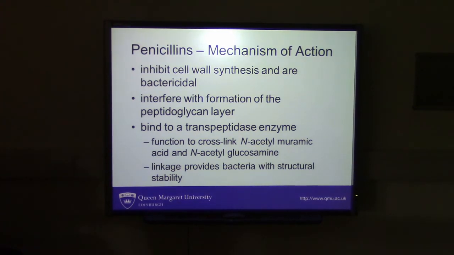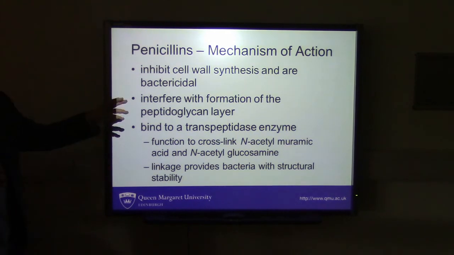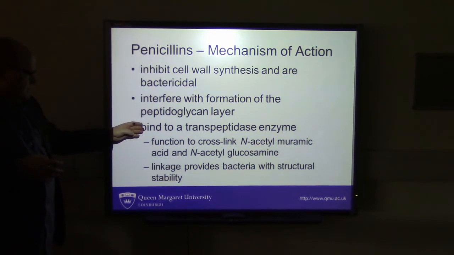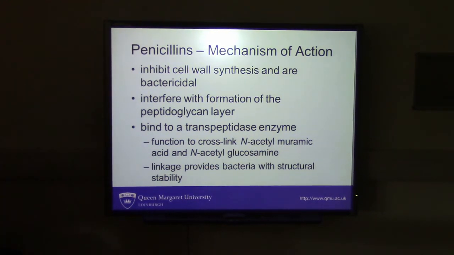Because these drugs inhibit the cell wall synthesis, the penicillins are bactericidal. They're going to kill the bacterial cell. They're not just going to inhibit its growth, they're going to kill it off. And that's why they're so effective, and that's why they're broad spectrum. What they do is they interfere with the formation of the peptidoglycan layer. So if the penicillin comes in, it binds to a transpeptidase enzyme. And that transpeptidase enzyme has a function which cross-links the muramic acid and the glucosamine. Now, that cross-linkage of muramic acid and glucosamine gives the bacterial structure stability. So if the penicillin comes in and binds to that, it will impact on the muramic acid glucosamine cross-link, and therefore will interfere with the structural stability of the cell.